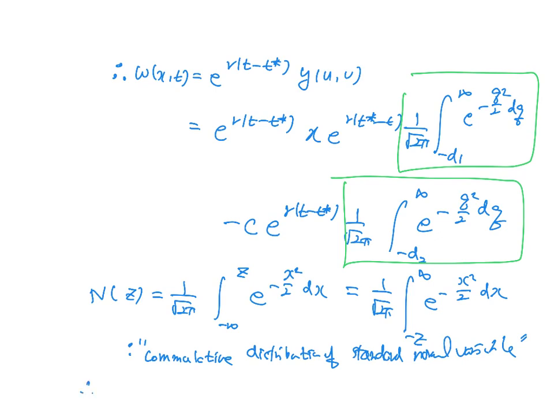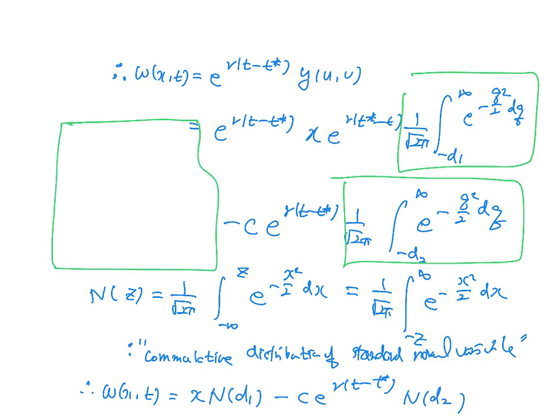Then x N(d1) minus c exponential r(t minus t*) N(d2). That's the conclusion that Black and Scholes obtained in their paper. So this shows that the optimal option price can be determined from the solution of the Black-Scholes equation. And d1 and d2 were here.